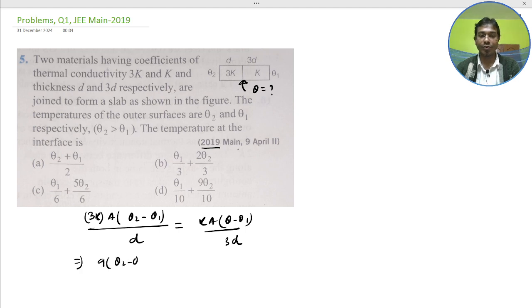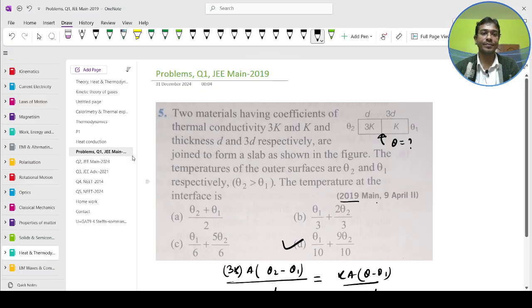9 times theta 2 minus theta 1 equals theta minus theta 1. So 9 theta 2 plus theta 1 is equal to 10 theta, or theta would become 9 by 10 theta 2 plus 1 by 10 theta 1. Simple. So I think D would be the correct answer: 9 theta 2 by 10 plus theta 1 by 10. D would be the correct answer. Go ahead, our next.